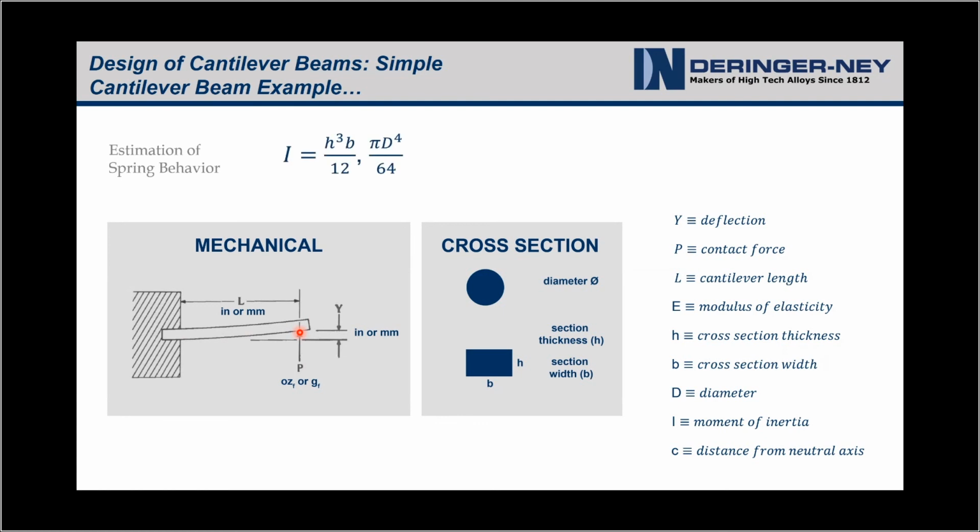Right. So we want to estimate the spring behavior. So the moment of inertia is important. Right, that's going to drive part of our spring behavior. Modulus, which we discussed in the last slide. Right, the length of the beam, and that's going to lead us to some spring rate. Right, so the force that's the result of some amount of deflection. So this would be, say, newtons per millimeter.